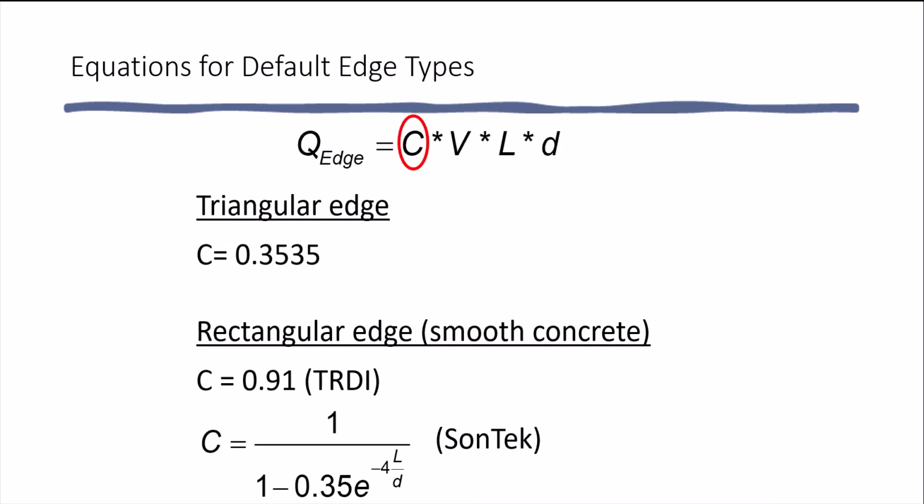For a rectangular section, we know that the velocity will go to 0 at the bank, and the equation by Fulford and Sauer does not capture the no-slip condition at a vertical bank. However, from empirical data, on a smooth concrete wall, a coefficient of 0.91 is commonly applied. SonTek used the data from Rance and others in 1982 and developed the equation shown here to vary the coefficient based on the ratio of edge distance to depth.